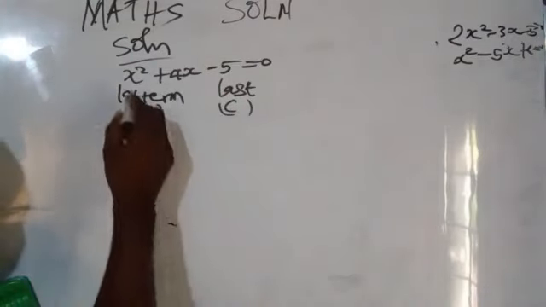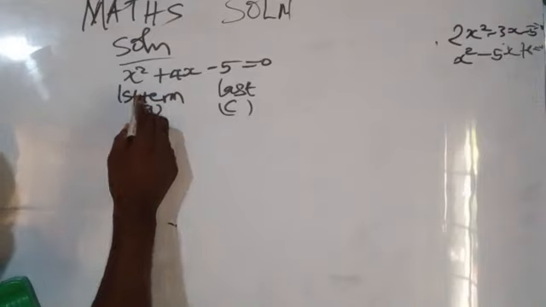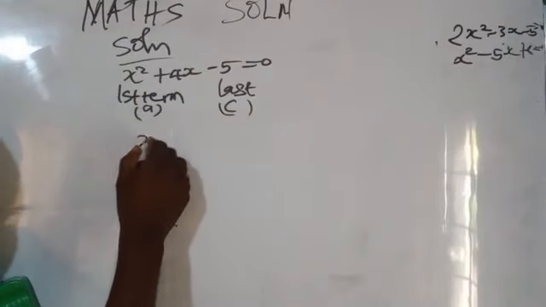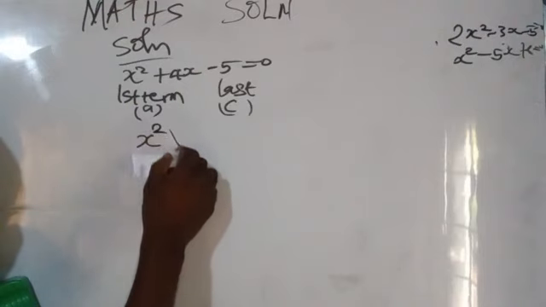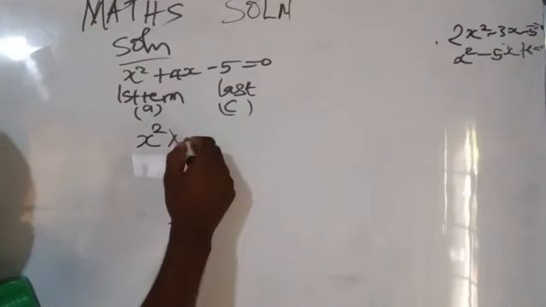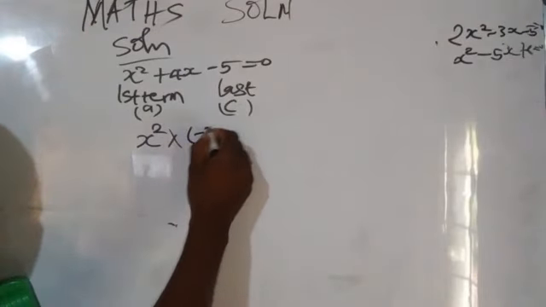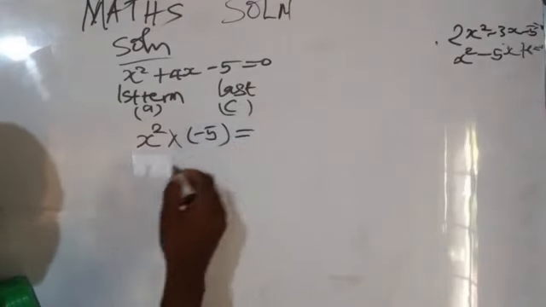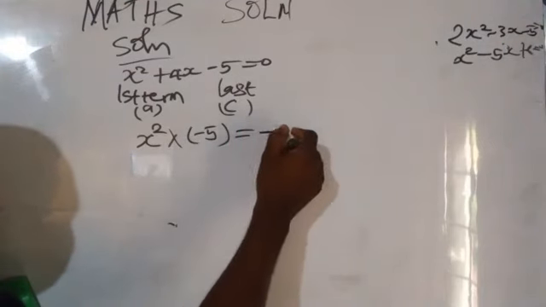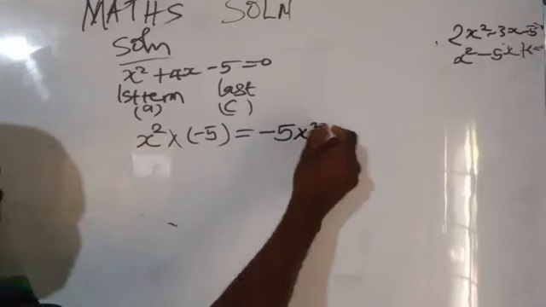Now, the first term is x squared, which is this A, right? You have x squared times minus 5, which is the last term, C. x squared times minus 5 will give you minus 5x squared.